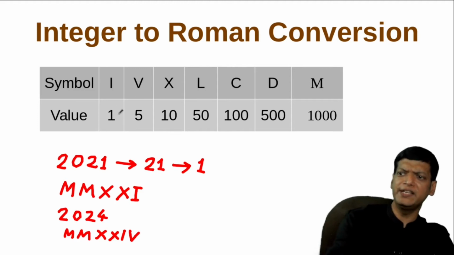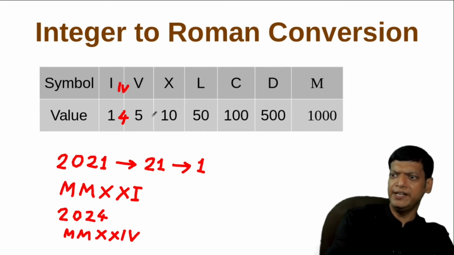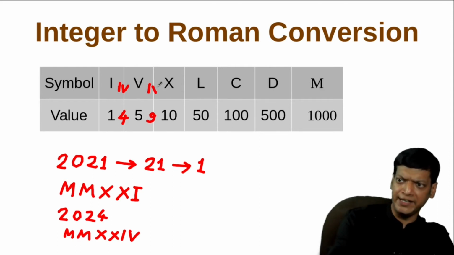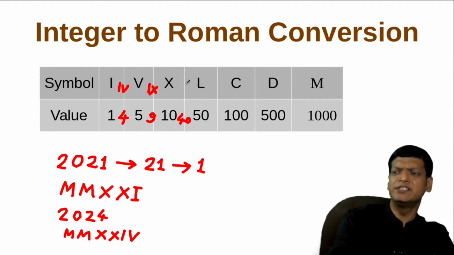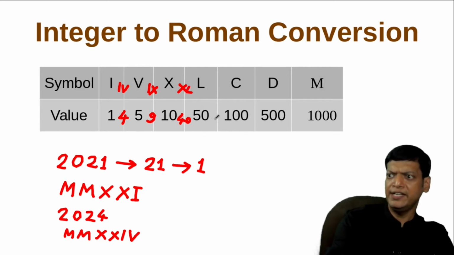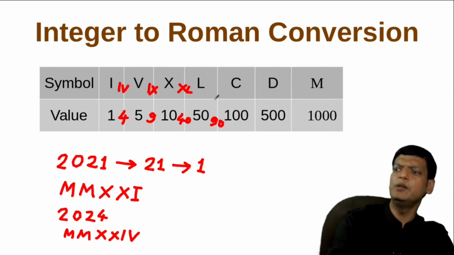What we can do over here is insert another divisor for 4, the symbol for which is IV. Similarly, here we'll insert another divisor for 9, the symbol for which is IX. Similarly, we can add one more divisor for 40, and the symbol for which is 10 less than L, that is XL. Similarly, there will be a 90 in between, and the symbol will be 10 less than C, that is XC.